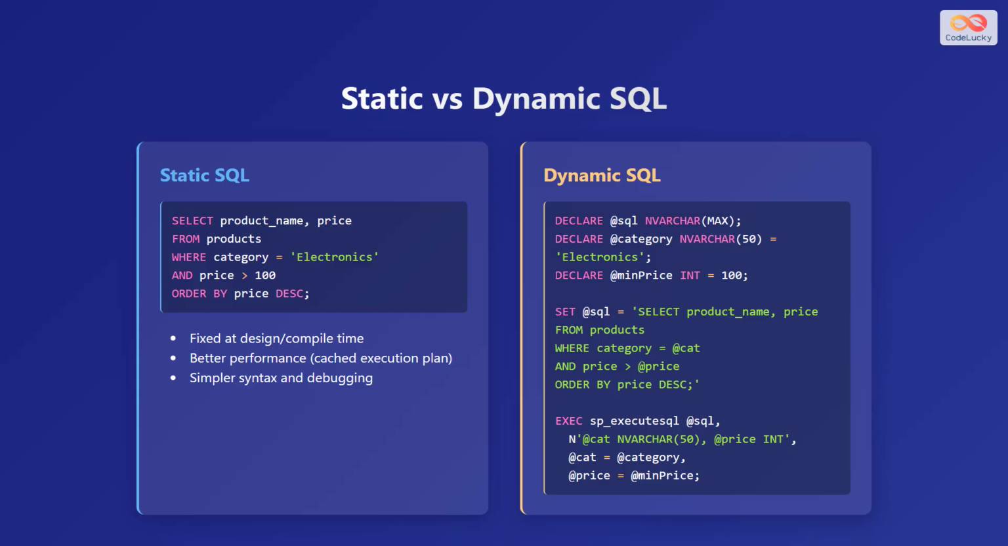Static SQL queries are fixed at design or compile time, generally offer better performance due to cached execution plans, and have simpler syntax and debugging. On the other hand, dynamic SQL is constructed at runtime, offers flexibility, but may have performance implications and can be more complex to debug.